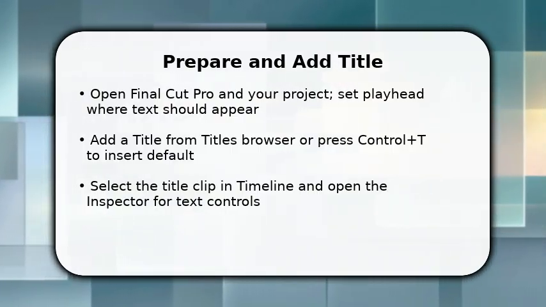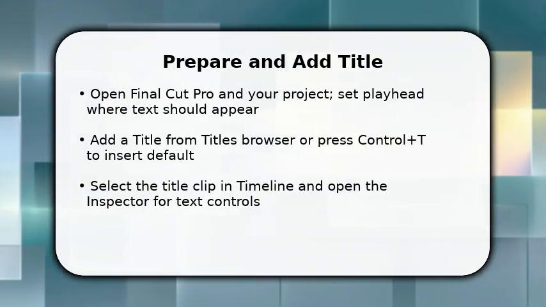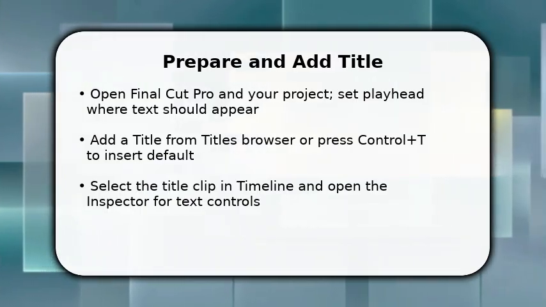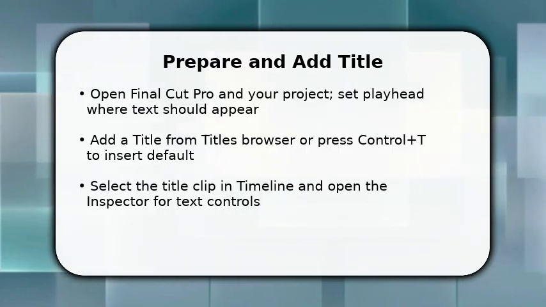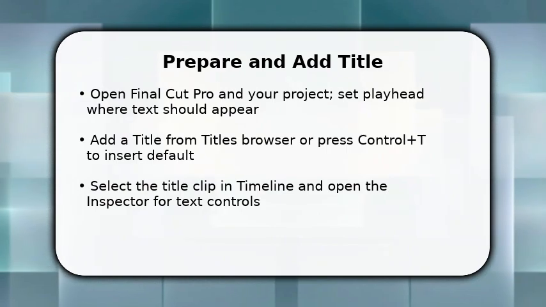Once the clip is selected in the timeline, open the inspector so you can modify font, size, and color. Make sure the playhead sits over the title so the inspector shows the text parameters. These steps get you to the exact controls you'll use to change color precisely.